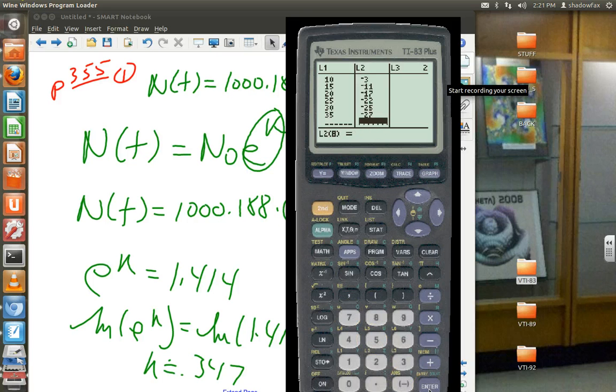That good? All right, so let's do a scatter plot. Get rid of your Y1, by the way. That's going to mess you up. And then a zoom 9. And there you go. All righty.